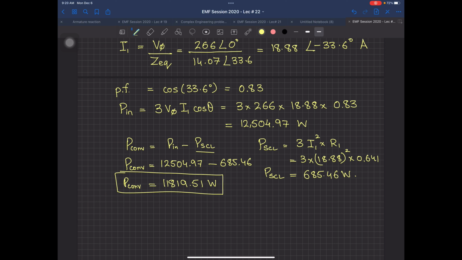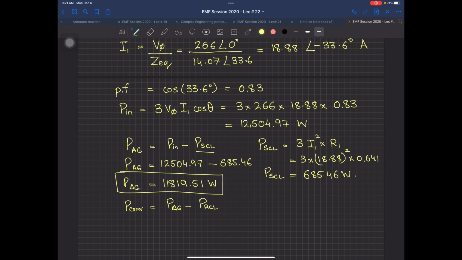Now here is the trick. Not P converted, none of you is actually answering me. This is not P converted, this is your air gap power. Come on please. This is your air gap power, not P converted power. So after this air gap power, you have to find out your converted power. Your converted power will be equal to air gap power minus the rotor copper losses.